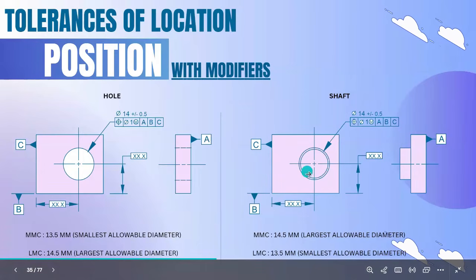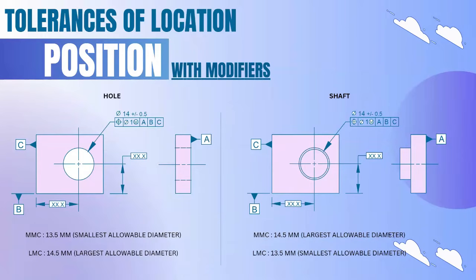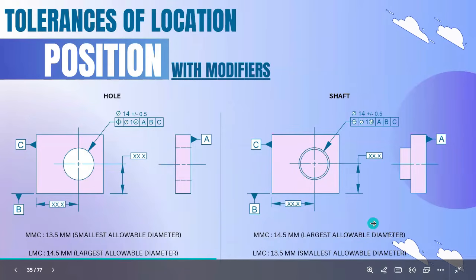For the shaft, it is opposite. For a shaft, MMC will be the largest allowable diameter. If the shaft diameter gets bigger, then the material is added, and the material will be in maximum condition. So MMC will be the largest allowable diameter. In LMC, similarly opposite, the smallest allowable diameter will be the LMC. When we reduce the diameter size of the shaft, the material is reduced, so the material will be in least condition. So for LMC, the smallest allowable diameter will be the value.